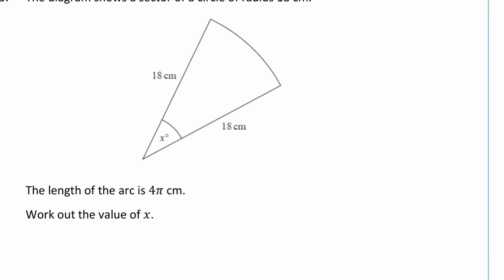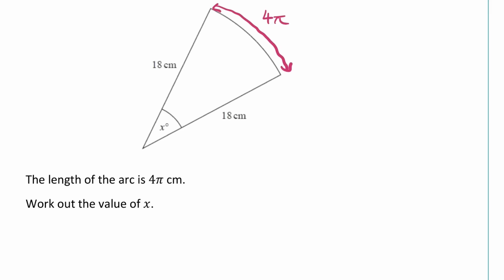So the diagram shows a sector of a circle of radius 18. The length of the arc is 4 pi. So the length of the arc is this bit, just here, and that is 4 pi. There we go, work out the value of x. Now the formula for the length of an arc, we use our circumference formula, so it's pi times diameter or 2 times radius, whichever one you prefer, and then we are going to multiply that by the angle over 360. Now we don't know the angle, but we know the answer. The answer comes out as 4 pi.